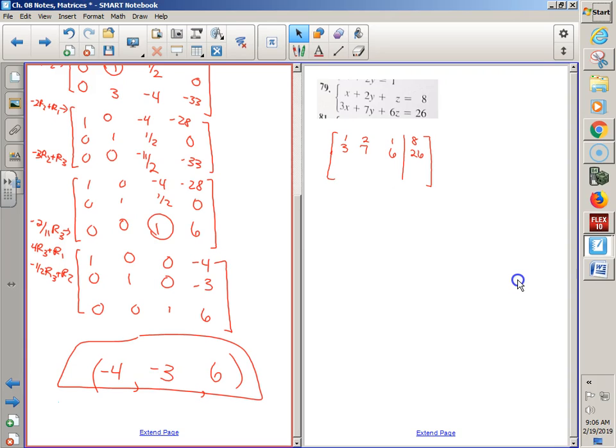Work column by column, getting the 1 first by dividing, and then you get your zeros, and it should work out. Now, it's a good refresher for all of us, because we have had a 3-day weekend, yeah?